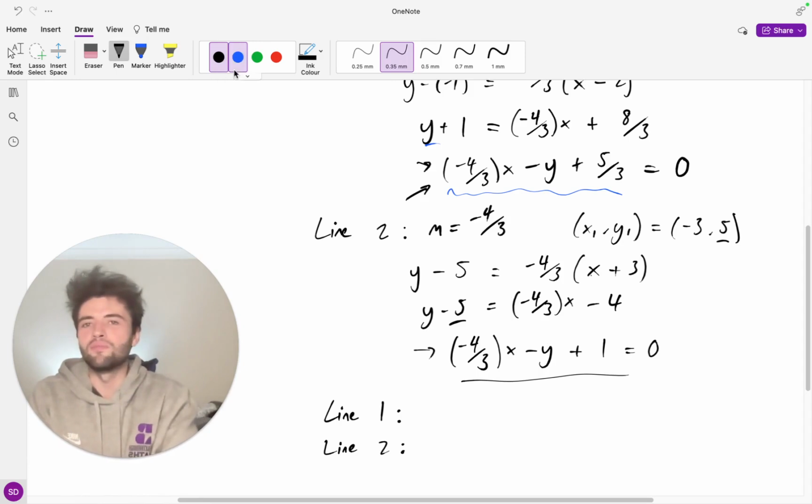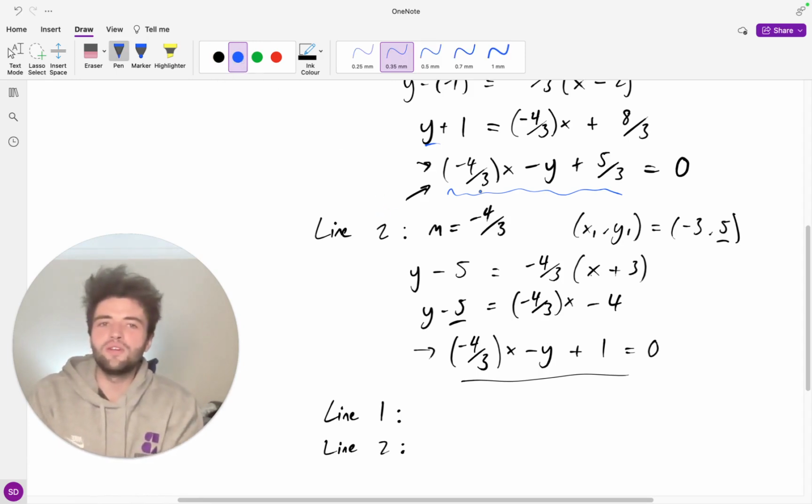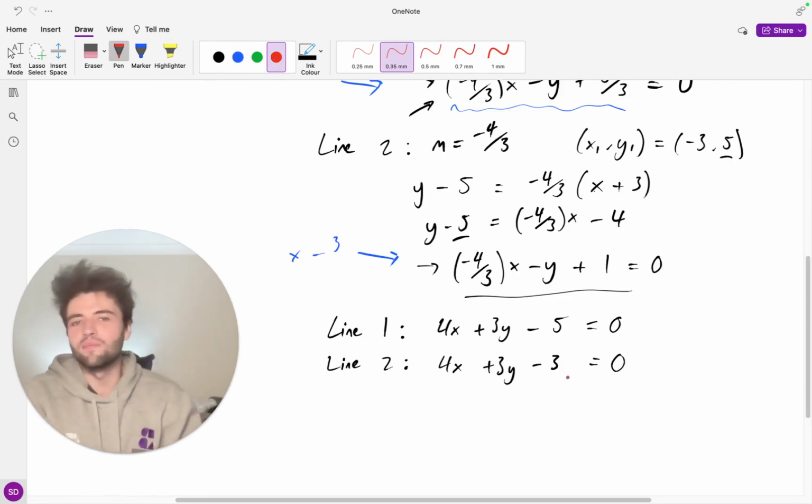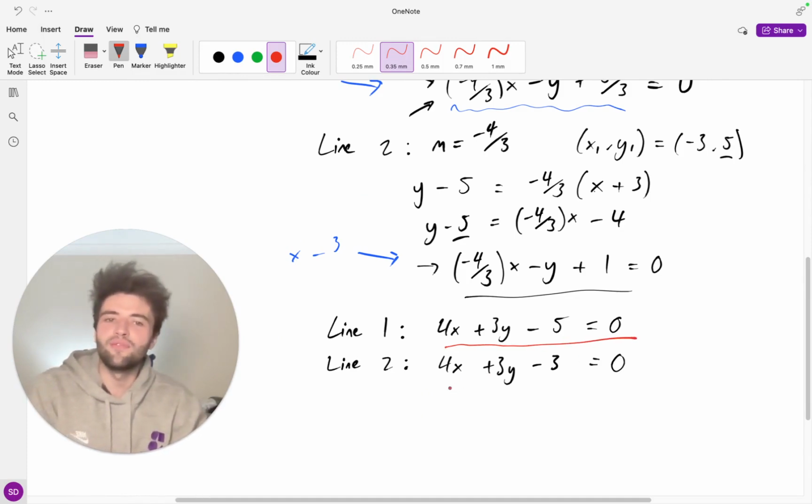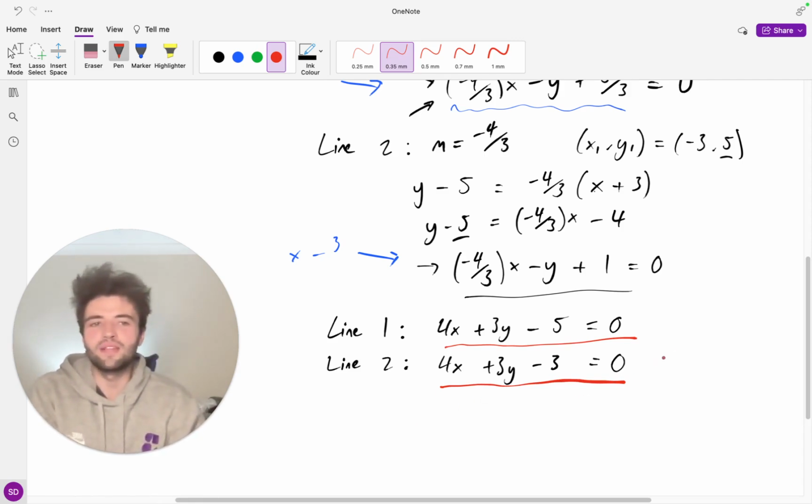So what I'm going to do for both of our lines here, line 1 and line 2, is just multiply across both by minus 3, so that's going to tidy up these lines. So again, just multiplying across the equations by minus 3 now. And so our two lines, when we tidy them up, are going to be 4x plus 3y minus 5 is equal to 0 for line 1, and then for line 2, 4x plus 3y minus 3 is equal to 0. And it is normal that they look so similar because they're parallel, and so that's going to be it for this question.